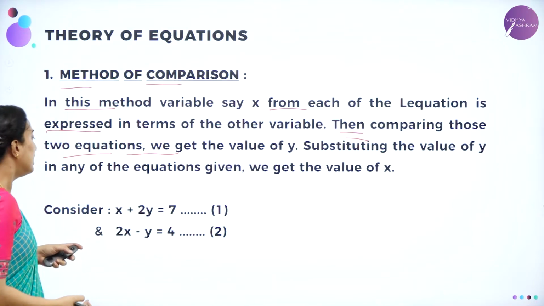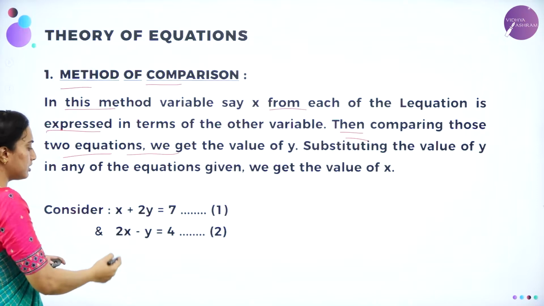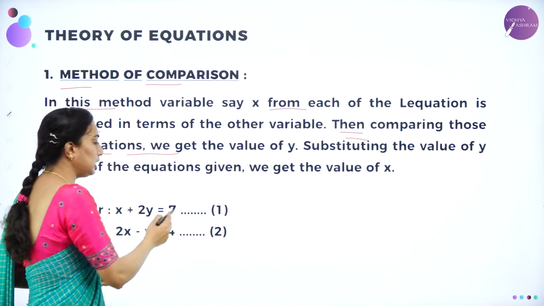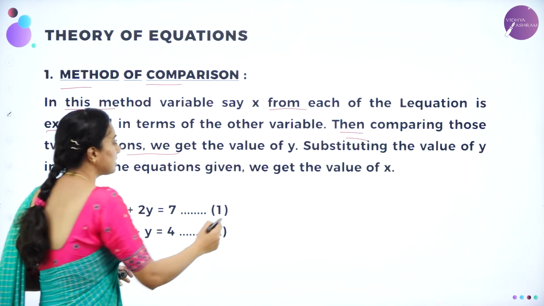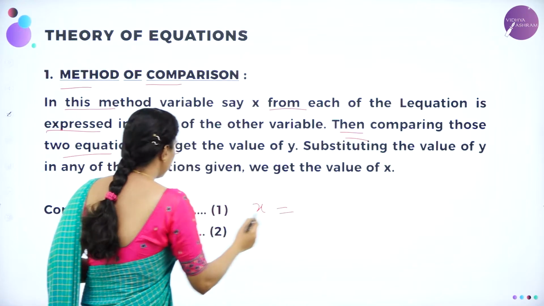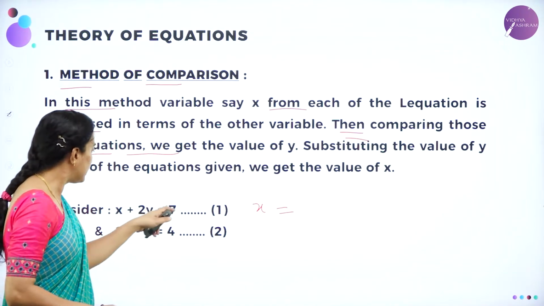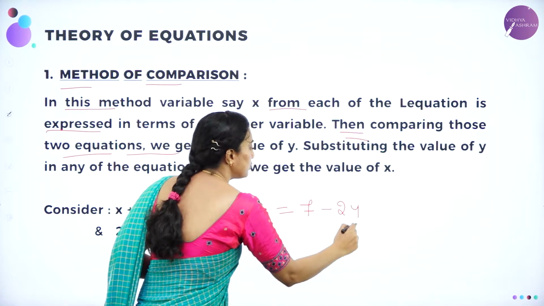For example, consider these two equations. You are having here x plus 2y is equal to 7, 2x minus y is equal to 4. I am converting this equation 1 like this. In terms of x, I am converting. So what happens? x can be written as, see, if you take 2y to that side, it will become minus 2y. 7 already present, I am writing as it is, plus 2y if it comes to this side.